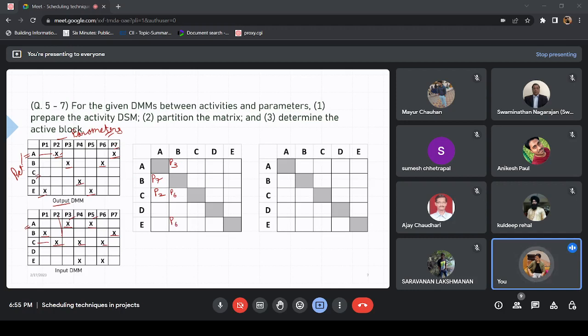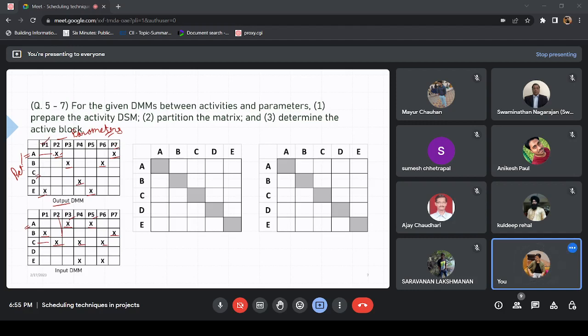Similarly, coming to C, it is not giving something, but C requires P2, P4, and P6. We'll see it later. Coming to activity D, it might happen that we might miss something. Let me change it. In this direction, I feel that we might be missing some arrows. We'll go parameter by parameter, okay?